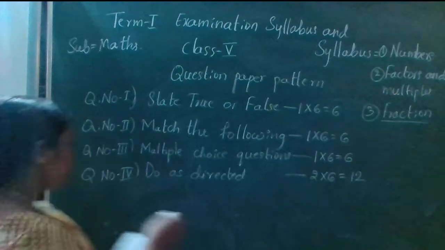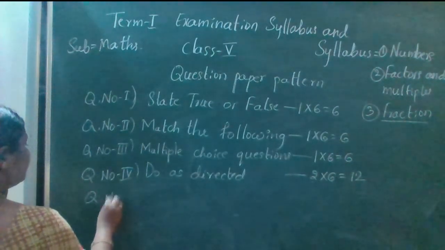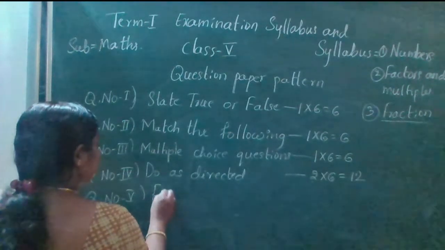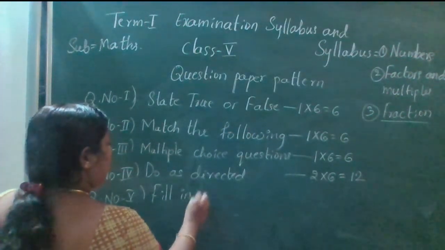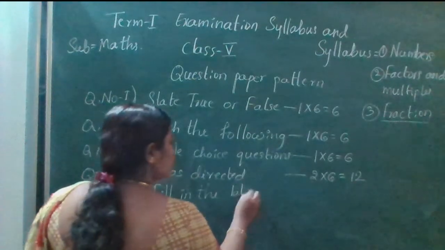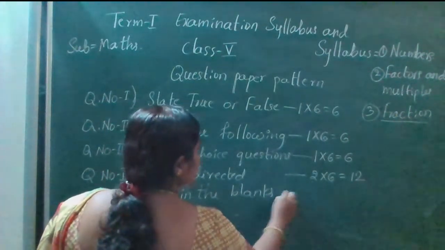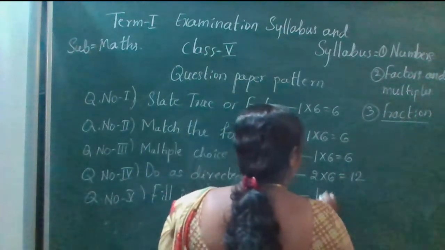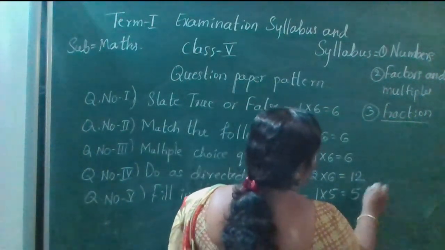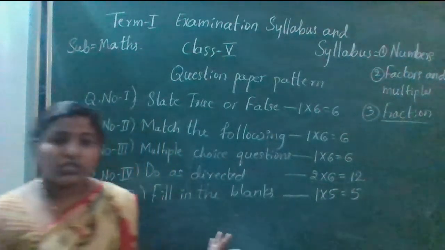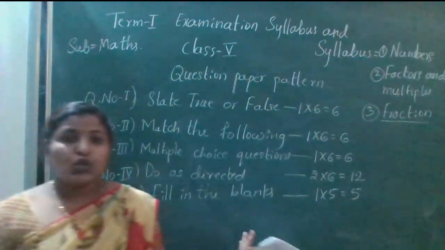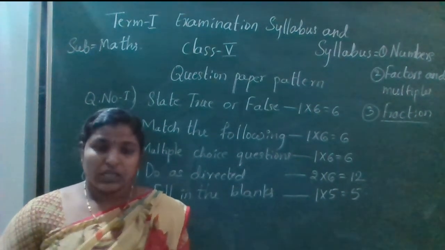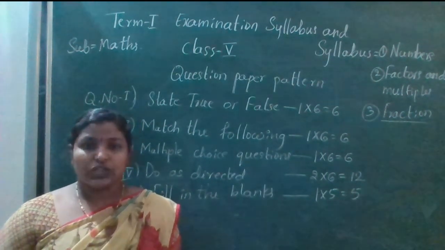Next, question number 5. Fill in the blanks. Again, fill in the blanks will be related to the theory part. So 1 into 5 is equal to 5. There will be 5 questions with blanks. You should write the suitable answer in the blanks. These are known as fill in the blanks questions.